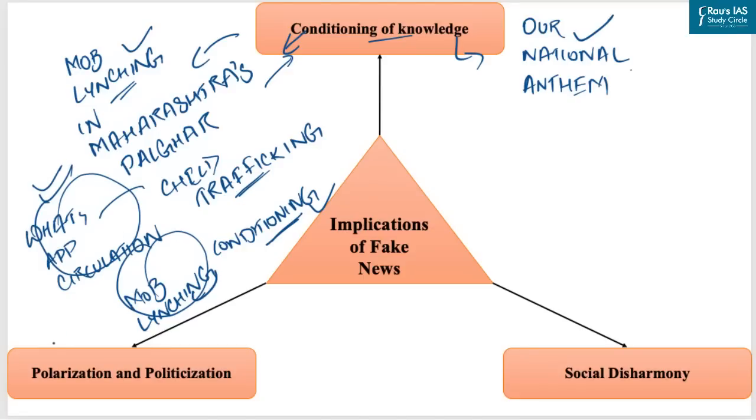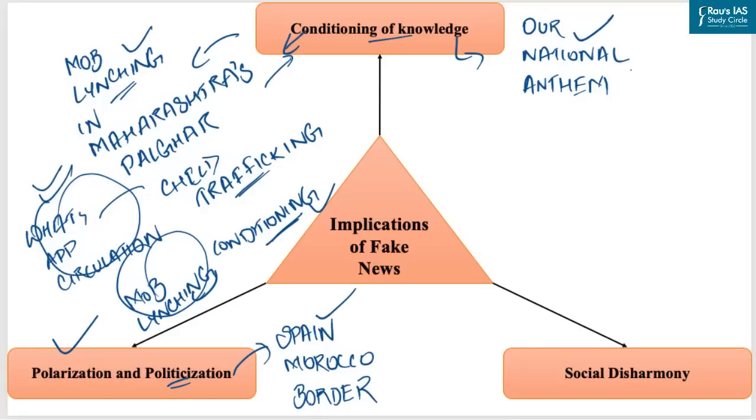The next implication is polarization and politicization. Fake news is being used as a tool by political parties as well as prominent news channels to build a narrative which is suitable to their cause. The end result is again a fabricated environment which often serves a narrow objective. The best example of this is the Union Home Ministry using the picture of the Spain-Morocco border in its annual report to show that it had installed floodlights in border areas. With this you can imagine how deep this problem is.